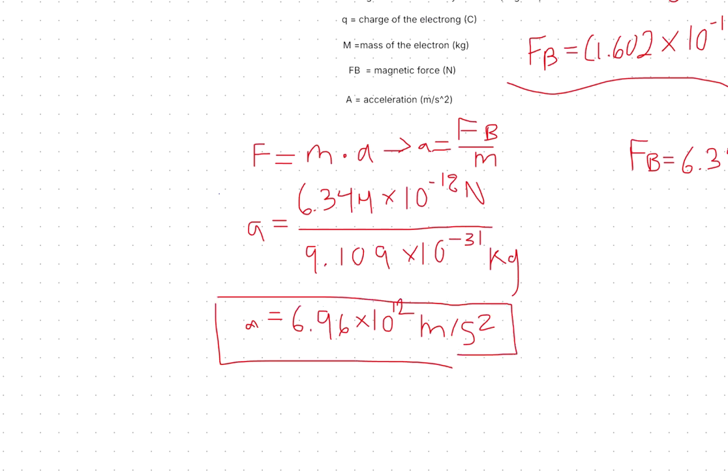And so the problem told us to ignore gravity, which kind of makes sense because this magnetic force is like super huge compared to normal gravity anyways.